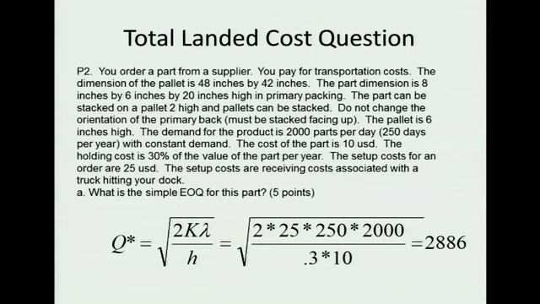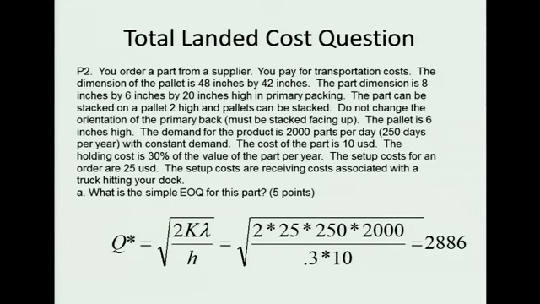So let's look at this total landed cost question. You order a part from the supplier. You pay transportation costs. The pallet's 48 by 42. The dimension of the part is 8 by 6 by 20. The part can be packed too high on a pallet. Pallets can be stacked. Do not change the orientation of the primary package. That just means you can't put the part some weird way on the pallet. Pallet is 6 inches high.